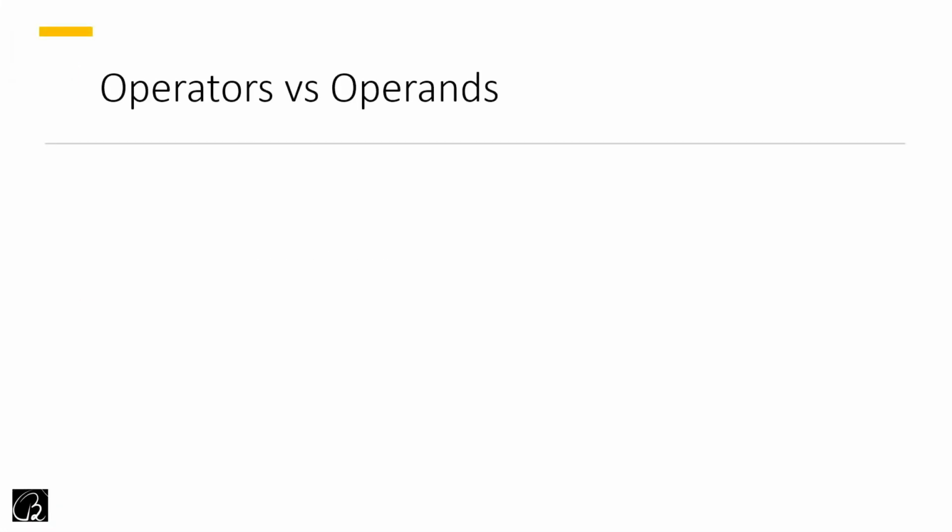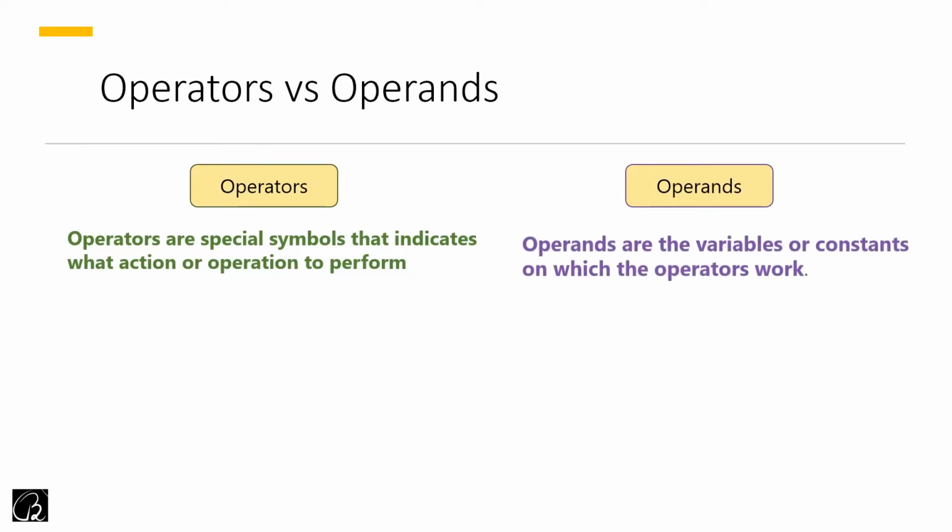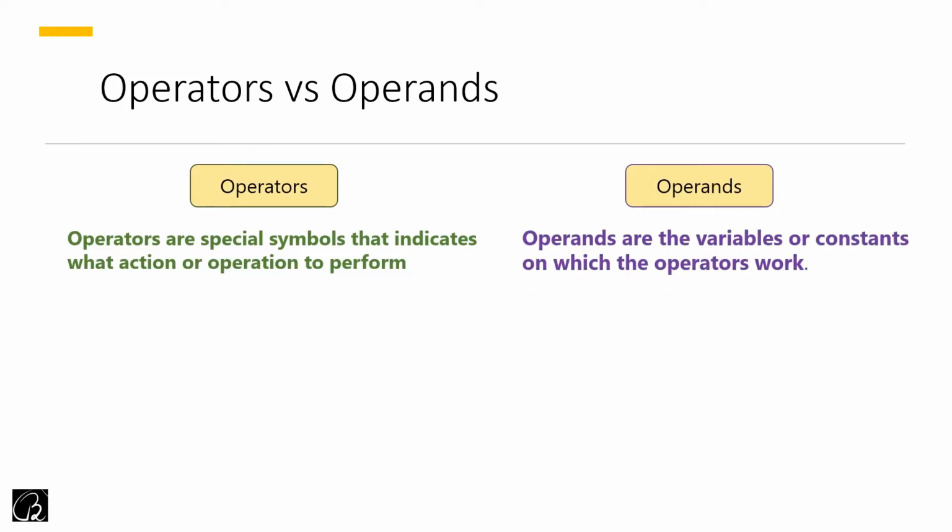In this video, I'll be talking about operators classification. But before that, you should know a few terminologies, that is operators versus operands. Now operators we have already seen, right? It is a special symbol that indicates what action or operation needs to be performed. Whereas operands are nothing but the variable or constant on which the operator works.